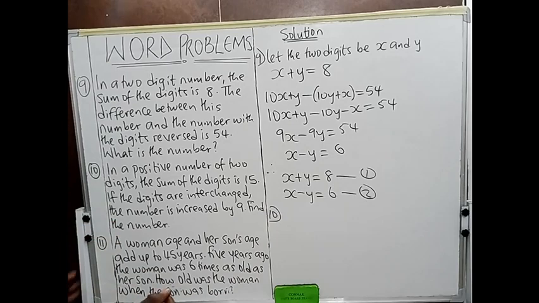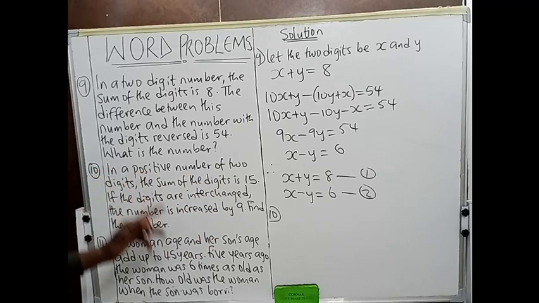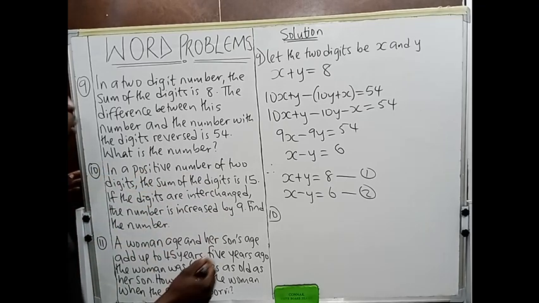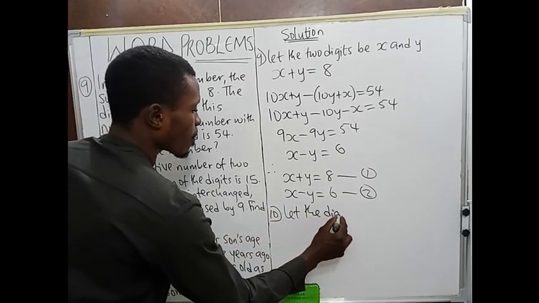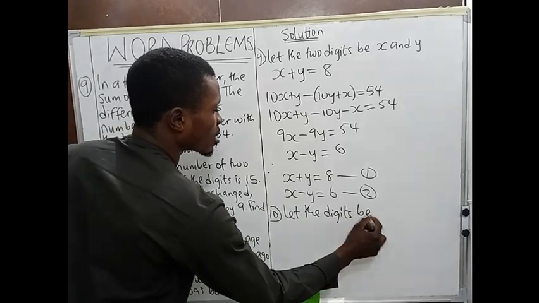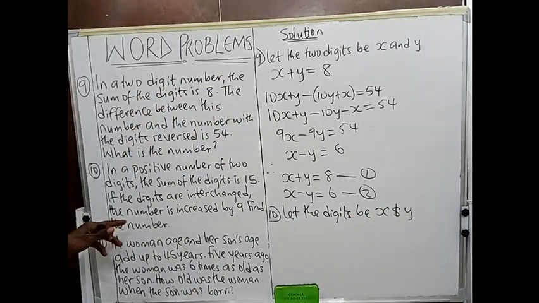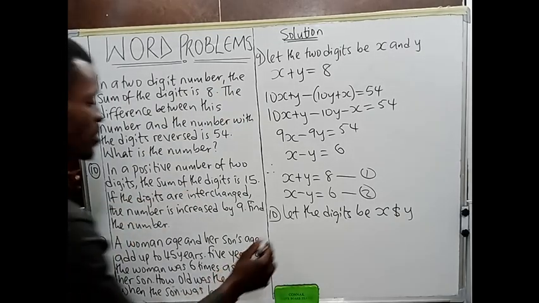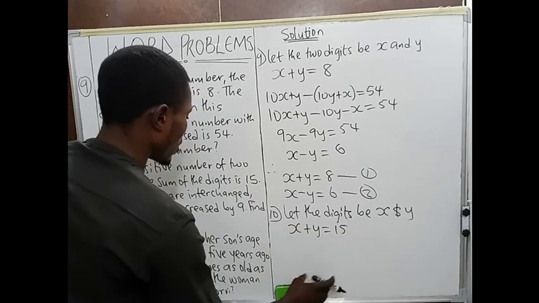Now for number 10, it says, in a positive number of two digits, the sum of the digits is 15. If the digits are interchanged, the number is increased by 9. Find the number. So we let the digits of the number be x and y. The sum of the digits is 15. That is x plus y equals 15.